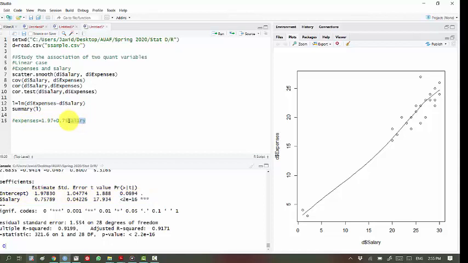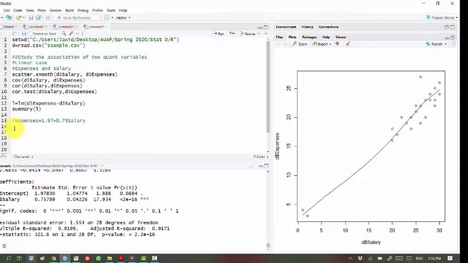As salary increases by 1 unit, 1 Afghani, 1,000 Afghani or 10,000 Afghani, the expenses will increase correspondingly by 0.75 units. For example, if salary increases by 1,000 Afghani, the expenses will increase by 750 Afghani. That's how we interpret this linear regression model.